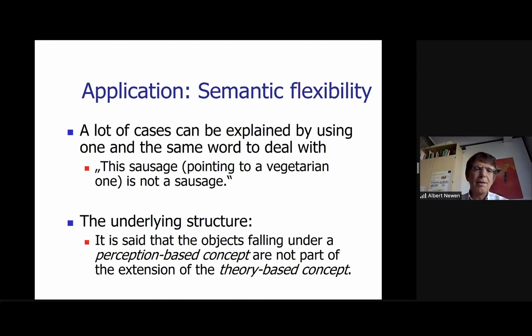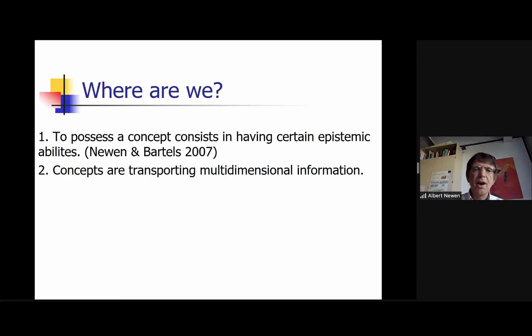You go to a student mensa and tell your colleague, this sausage, pointing to a vegetarian one, is not a sausage. It seems to be that in one sentence, the same type of word is used such that first, the word this sausage is used to express a perception-based concept. An object that looks like a sausage is not a sausage, expressing a theory-based concept and fulfilling the normally definitional criteria of a sausage.